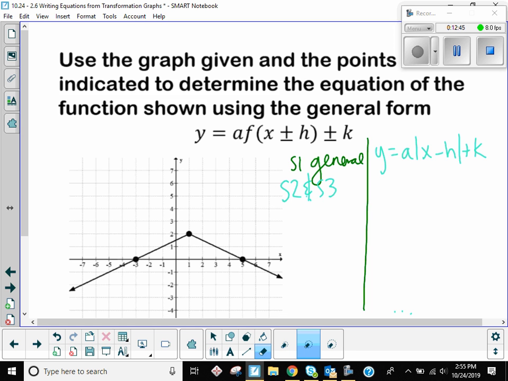Step 2 was the special point. What kind of special point does this graph have? Does it have a vertex, an inflection point, or an initial point? Okay, it has a vertex. And what's the ordered pair for that vertex? 1, 2. Okay. And is that going to be our HK or our XY? HK. Okay. So steps 2 and 3 are the HK and the XY points.